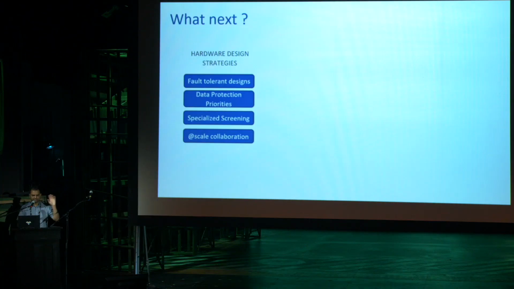One is hardware design strategies. We are working with manufacturers across the world to come up with fault-tolerant designs, put a lot more priority on data protection and architecture, which actually puts a lot more value in ECC and fault protection logic. We are also doing specialized screening at all these manufacturers. So every time a CPU or a component is manufactured, it goes through a specialized screening at their facilities before it gets shipped to us.